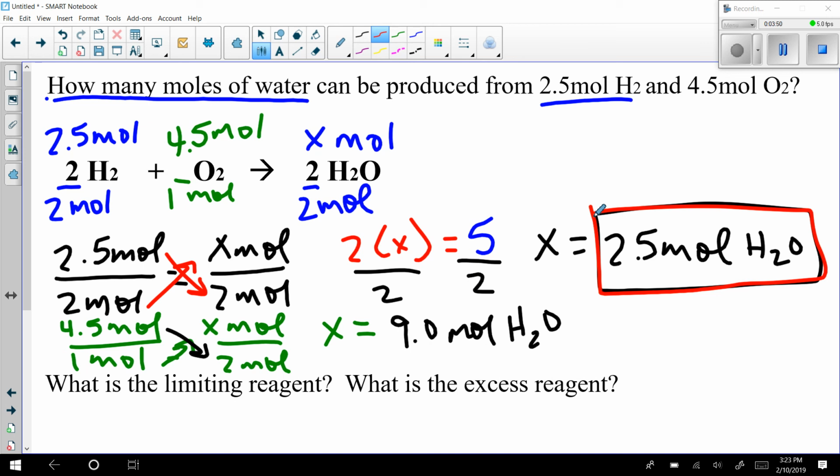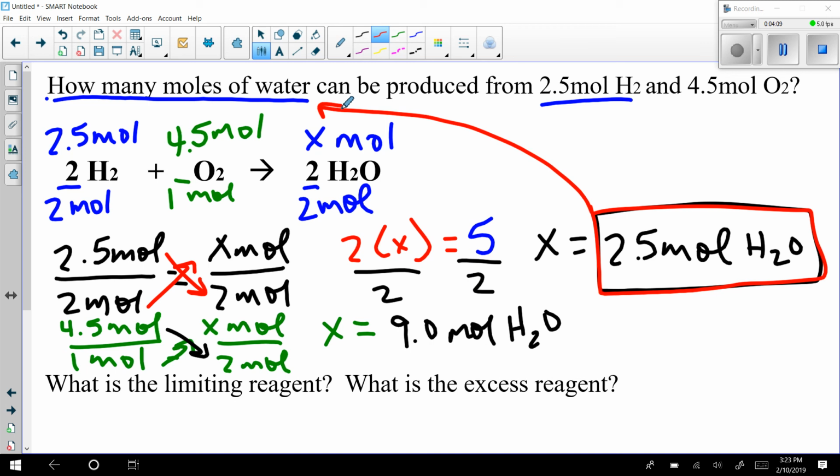So remember, when you get your two values of product produced from using your stoichiometry calculations for both of your given values, you pick the one that's smaller, and that's going to be the answer to our question. So that answers the question, how many moles of water can be produced? It's 2.5 moles of H2O.